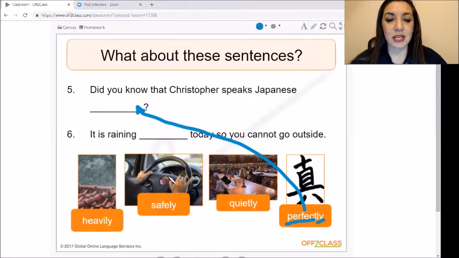Number 6, it is raining blank today, so you cannot go inside. It is raining heavily. It is raining heavily today, so you cannot go inside. Oh, you cannot go outside.